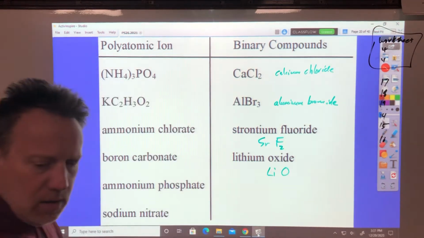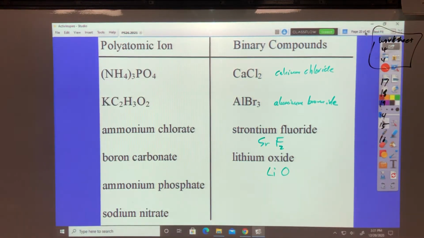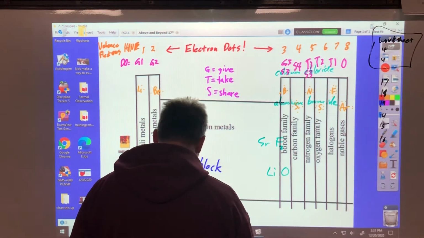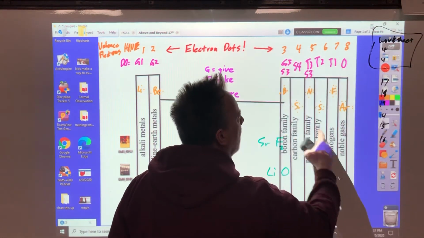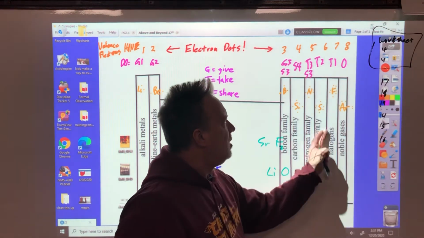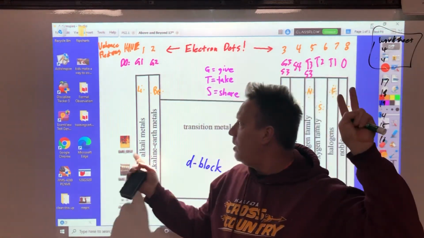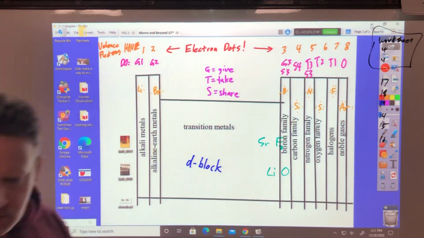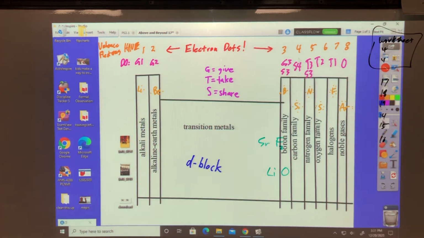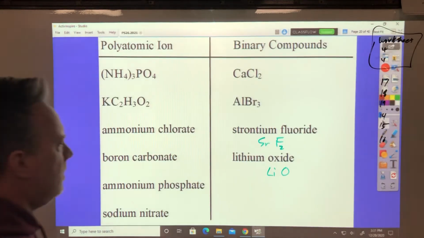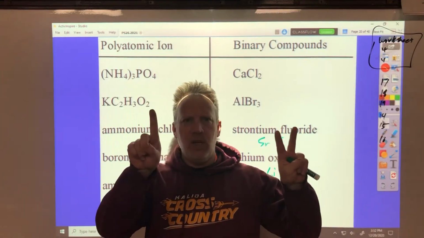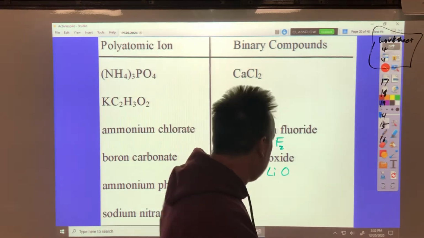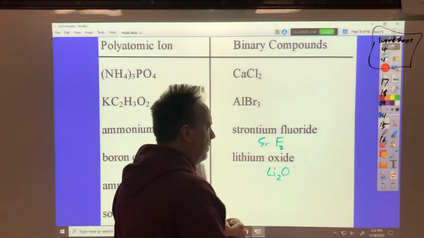Okay, lithium oxide. So that was my fluorine. Here's my oxygen. Takes 2 valence electrons, lithium's over here. Gives 1 valence electron. This does not match. Lithium gives 1 valence electron, oxygen takes 2. How do you make it match? Get another lithium. Should be Li2O.